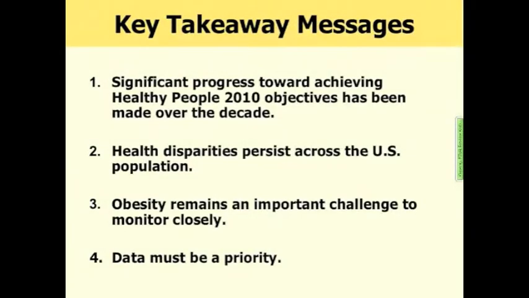So my takeaway messages on the next slide are that we have made significant progress toward the objectives. I don't think there's any question about that. However, this is tempered by the fact that these health disparities persist, and there's been very, very little change there. Obesity stands out as perhaps the risk factor that has gone most in the wrong direction over this period of time. And what's clear is that we need to have data to be able to mount these programs, set the goals for these programs, track them and understand and evaluate them. So it has to be a priority.